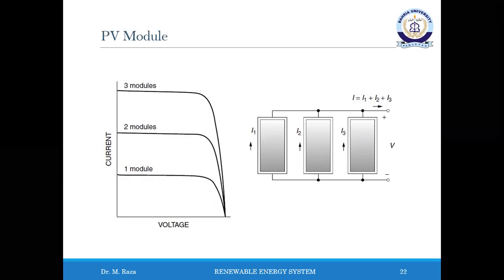For modules in parallel, the same voltage is across each module and the total current is the sum of the currents. That is, at any given voltage, the IV curve of the parallel combination is just the sum of the individual module currents at that voltage. The diagram shows the current voltage curve for three modules in parallel.